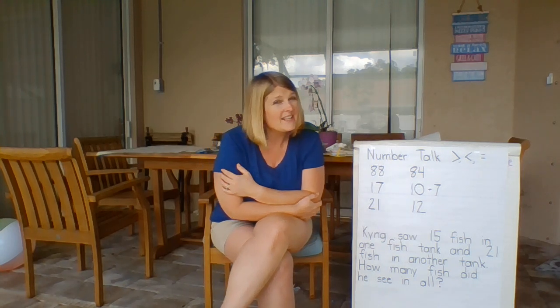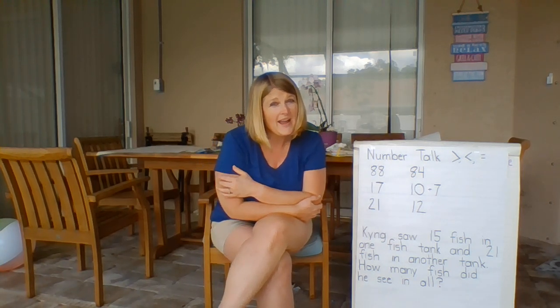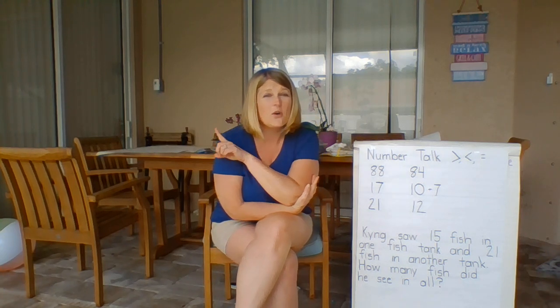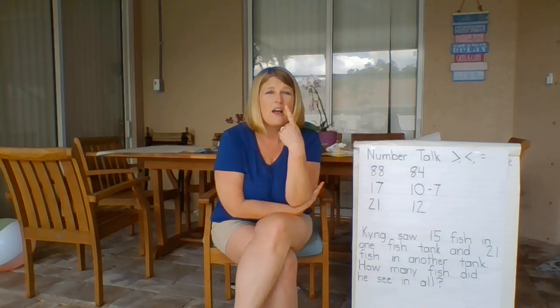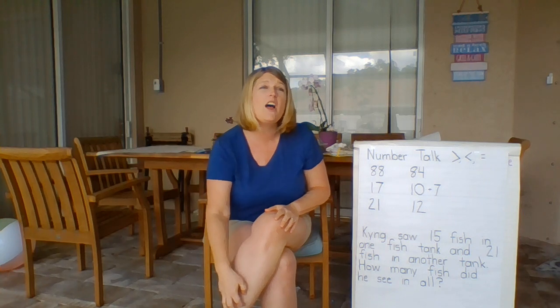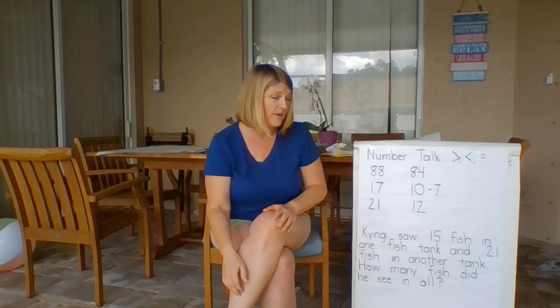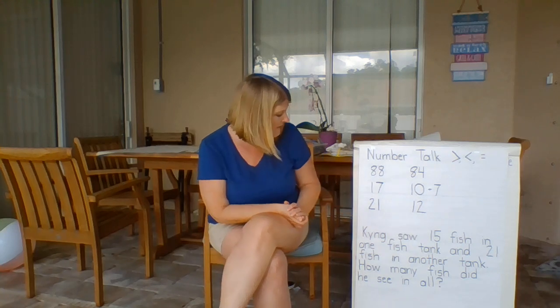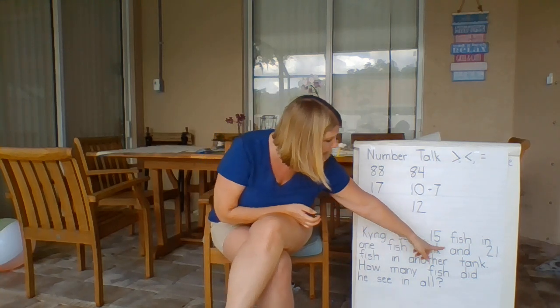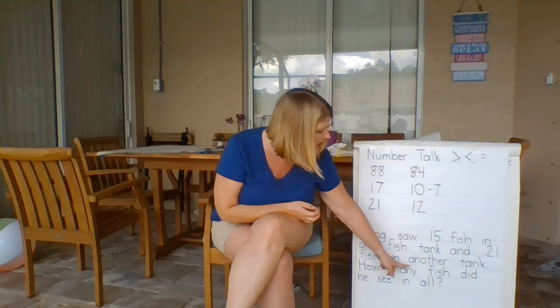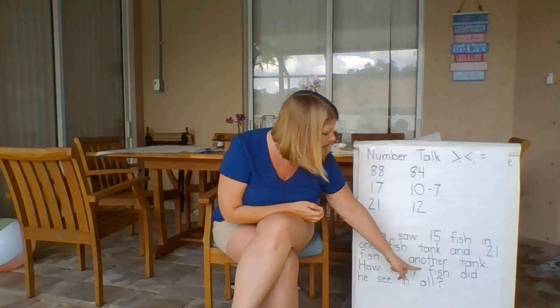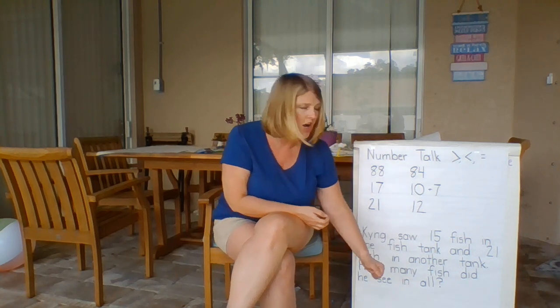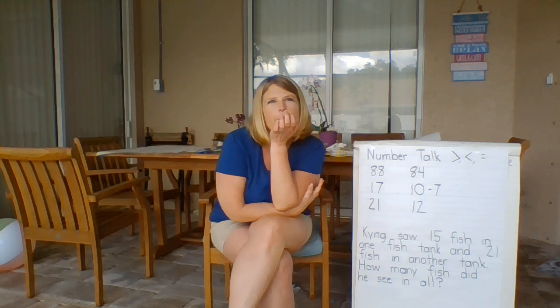I want you to just think. Don't get started right away. Just think, how am I going to solve this problem? I want you to talk it out with your adult and then go ahead and get started doing it, okay? But we're thinking first. Here we go. King saw 15 fish in one fish tank and 21 fish in another tank. How many fish did he see in all? Let's think.